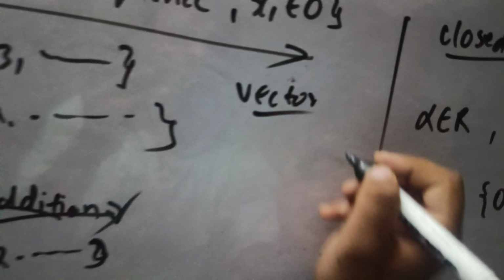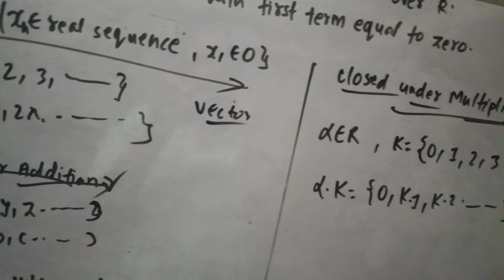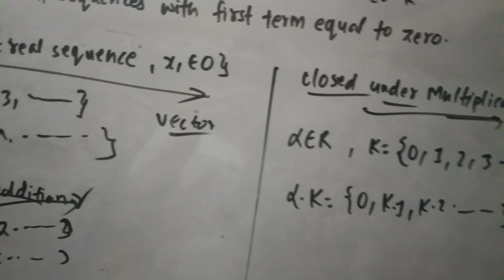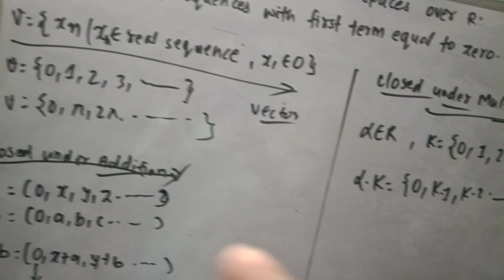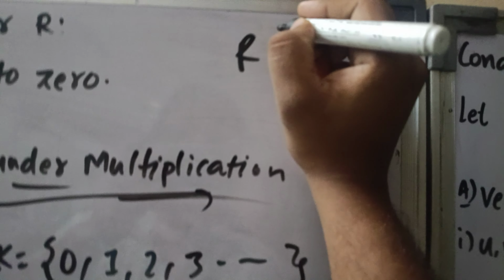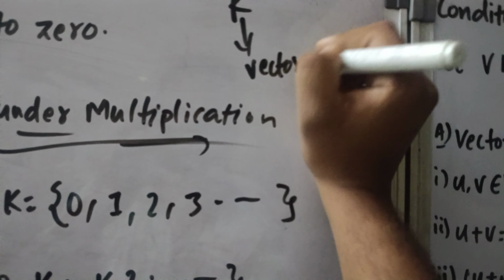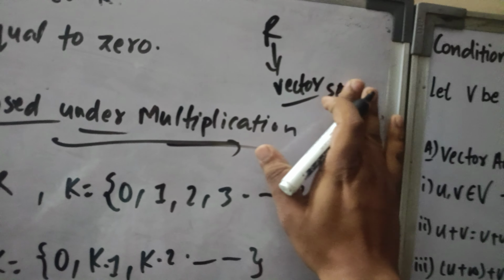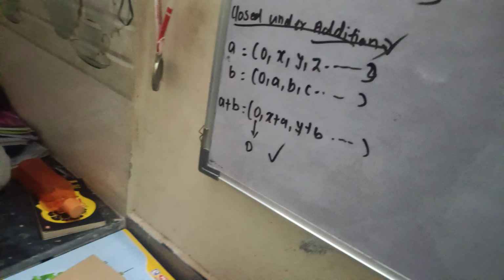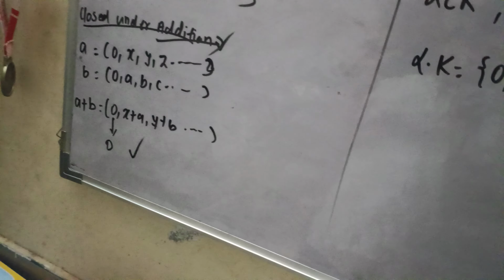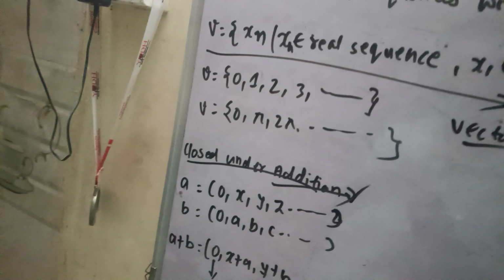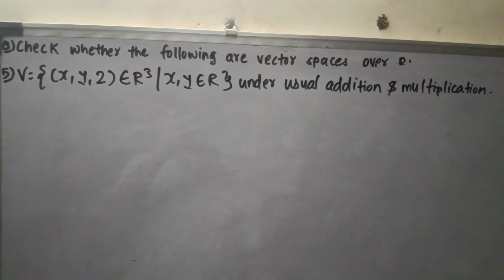Since this satisfies our multiplication condition as well as the closed under addition, we can say that V is a vector space. All the other conditions like distributivity or associativity need not be clarified here, since we are working with real sequences which are usually vector spaces and satisfy all the conditions except these two. I hope you're getting the questions. Now let's jump to the next question.